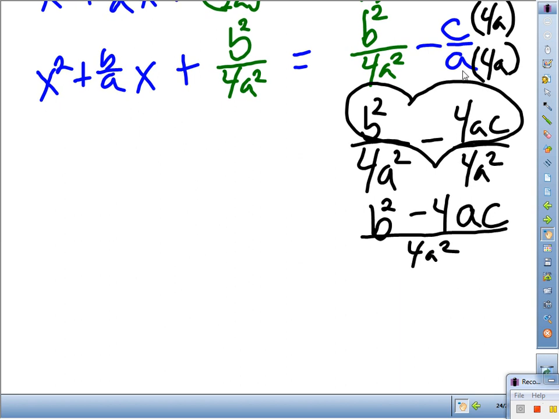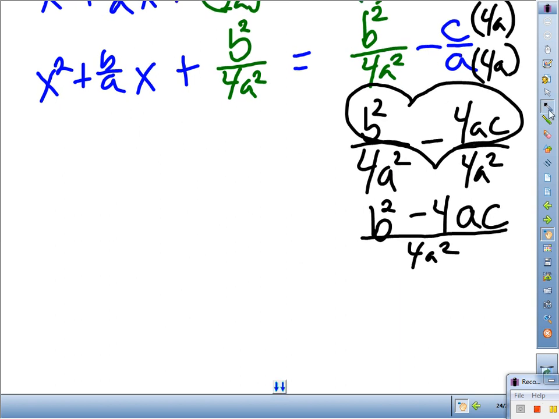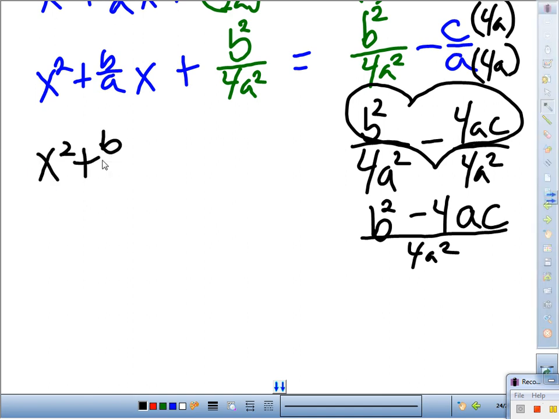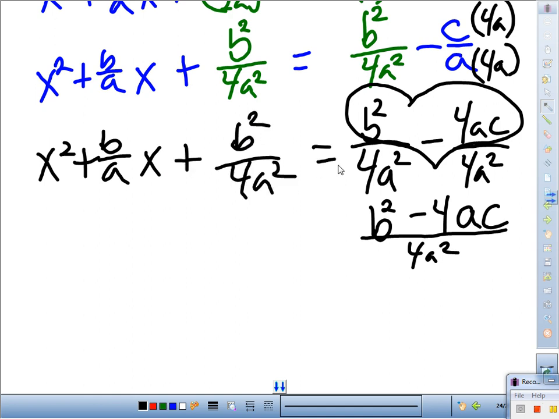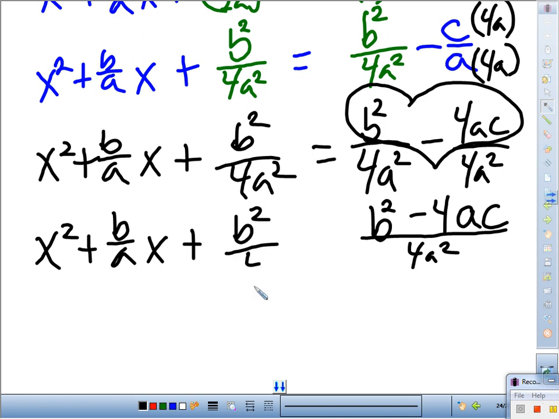Since I did this, and I'm up to right here, guess what I'm going to do with this? I'm going to bring it down. X squared plus b over a x plus b squared over 4a squared equal to that. Since I got to this point, I'm going to do it again. And we're here. Are we there so far? Okay, copy that.